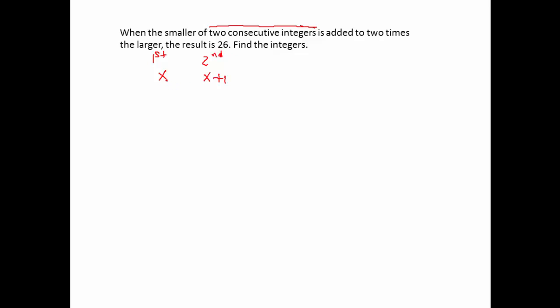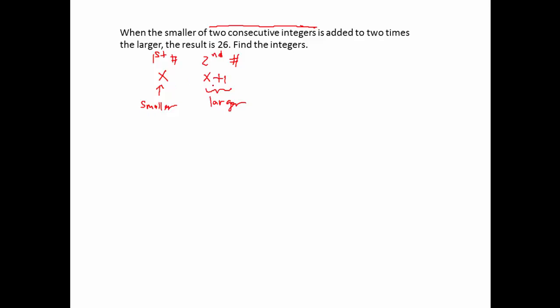So if we have x for the first one, then the next one, the consecutive integer, should be that one plus 1 because they are next to each other, right? So this one is x, the next one should be x plus 1 because they are consecutive. So x and x plus 1, this means this number is the smaller, right? And this one is the larger number. So the first number is x, the second number is x plus 1. So this one is the smaller, this one is larger.